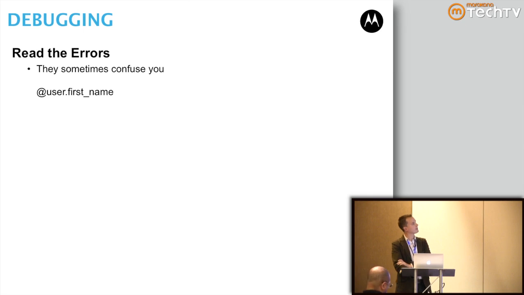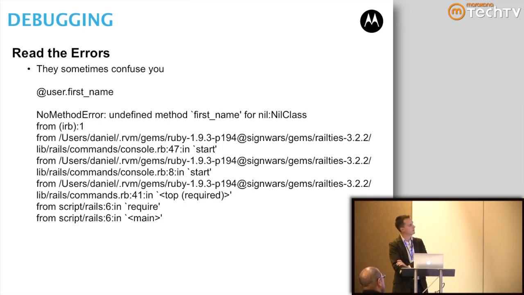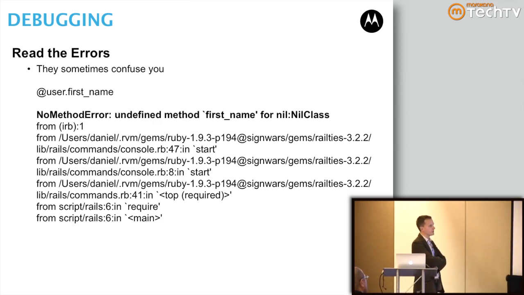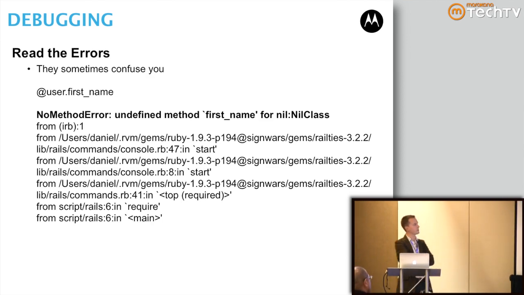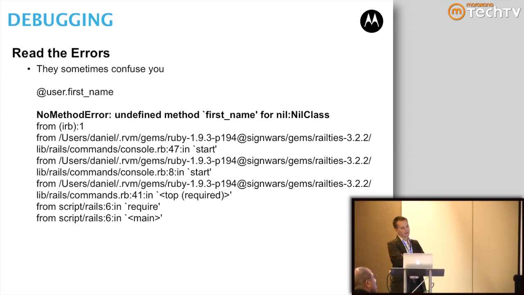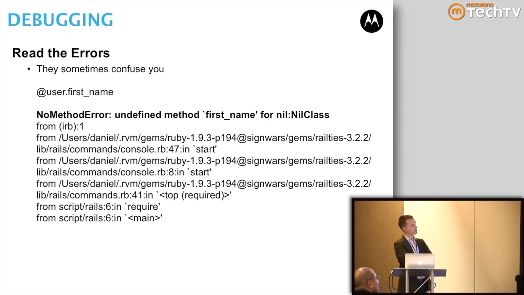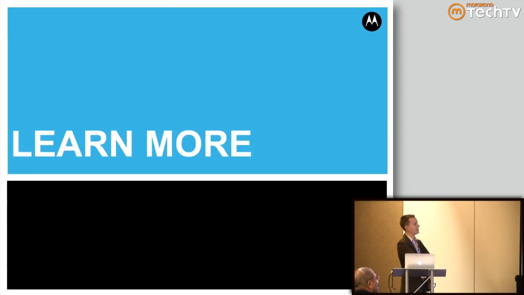Other weird errors you can get. This one's really common. It's my favorite. You try to call some method and you get an undefined method for nil. This is my favorite because you're tempted to think, oh, the first name is nil. The first name on this user is nil. I don't know why. What it's really telling you is that no, the user is nil, and nil does not have a method called first name. So when you're reading these errors, actually take the time to read what they're saying, not what you think they're saying, and hopefully that will help you out.